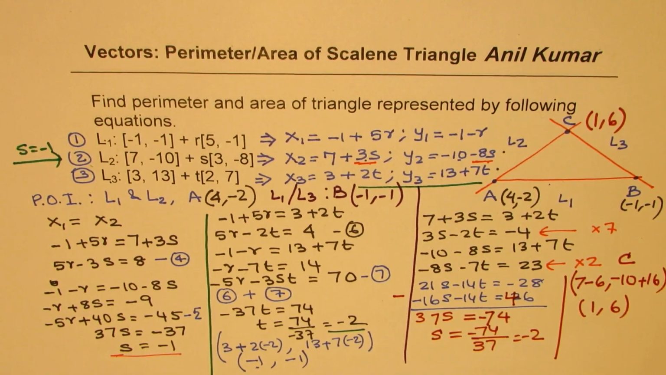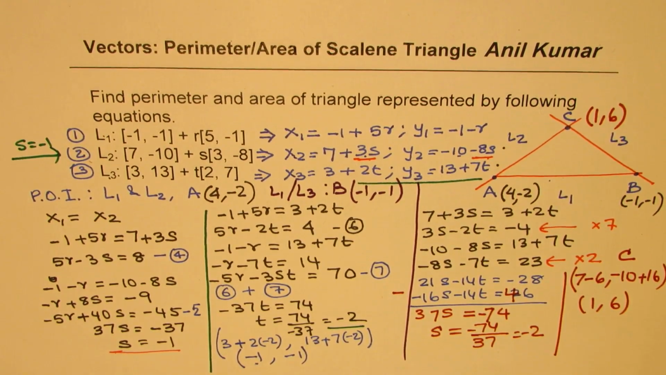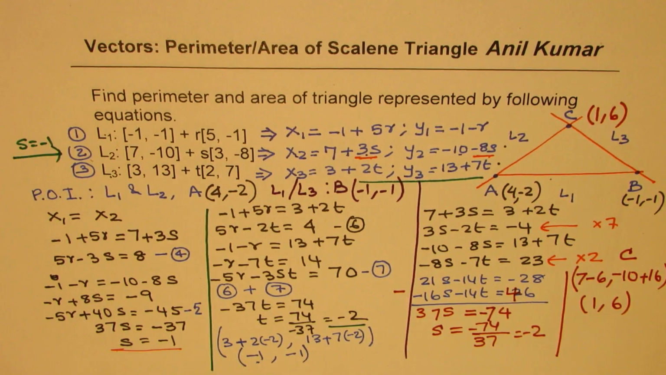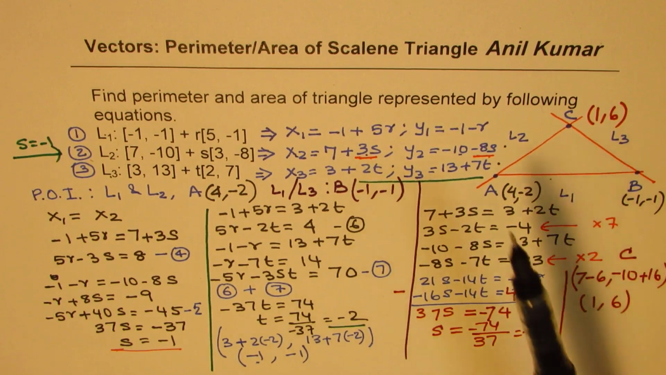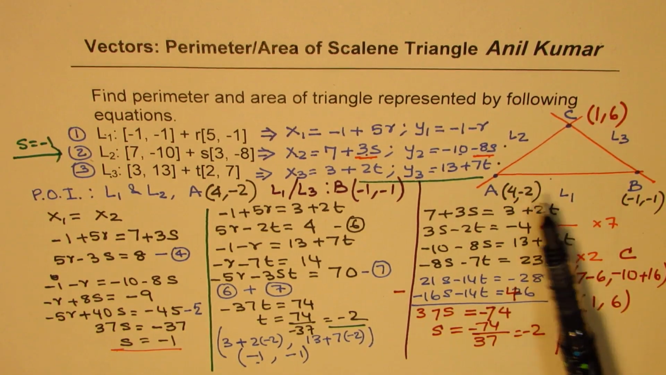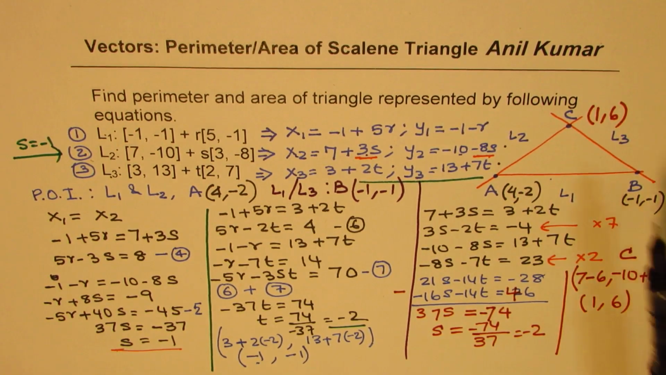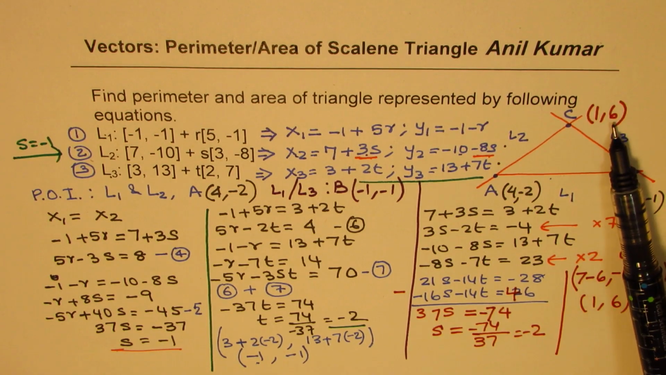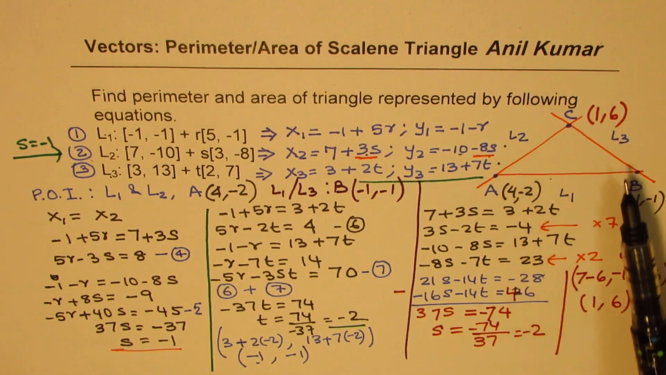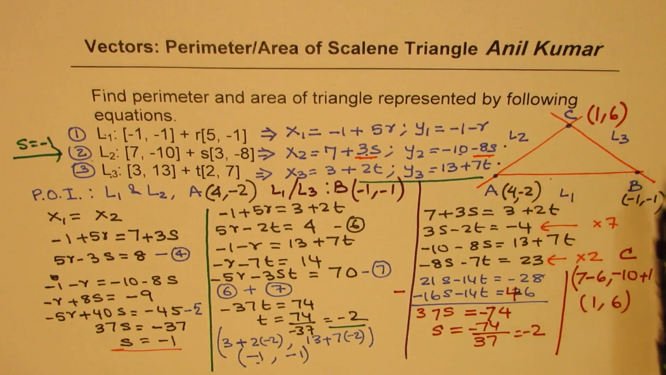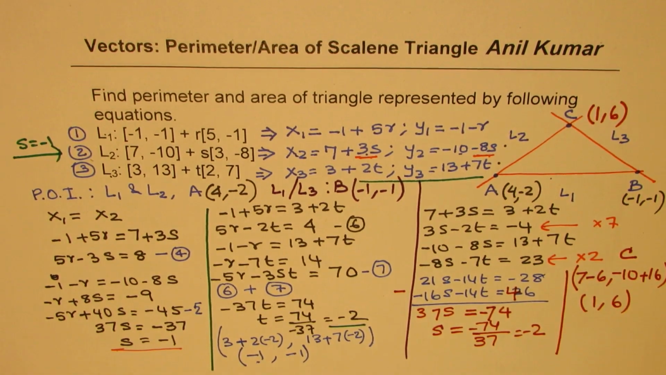So that is how you would actually get the coordinates of the vertices for your triangle. Perfect. So we have got the vertices of our triangle. The vertices are: A is 4, minus 2. B is minus 1, minus 1. C is 1, 6. Let us calculate the distance, rather the side lengths of the triangle, and find the perimeter.